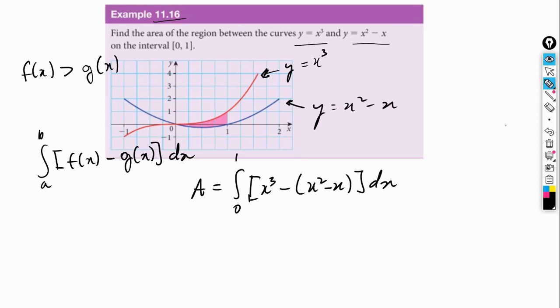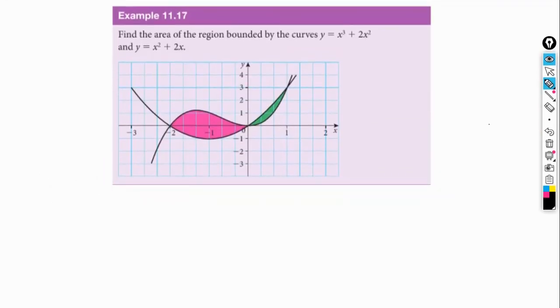And that's it. This is a pretty straightforward integration. Notice that this is going to equal x to the 4 over 4. And then we just have to be careful with the signs here. So it's going to be minus x cubed over 3. And then we're going to get plus x squared over 2. And then we integrate from 0 to 1. And if you do the math, this would give you 5/12.